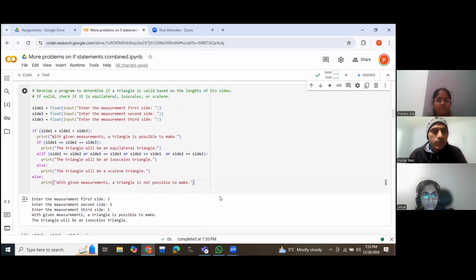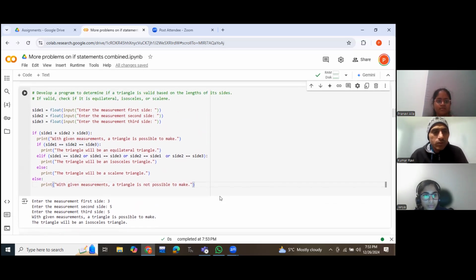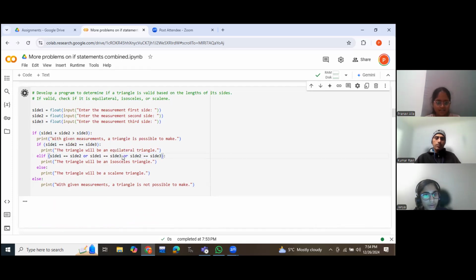So now we are checking 1, 2, 1, 3. Here your 1 is extra there. 1, 2, 2, 1. This is 1, 2, 3. 2, 1 is not required. Oh yes, sorry sir. No issue. Okay, and then this is 3, 5, isosceles, and otherwise it is scalene.